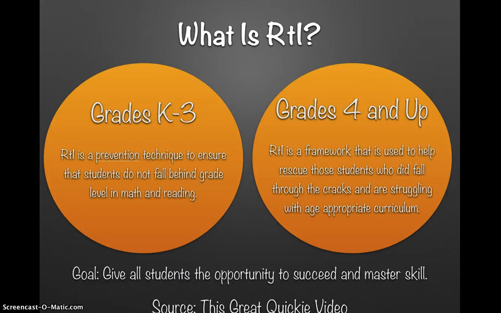Alright, I've broken it down into 2 separate groups because RtI can look a little bit different depending on what grade level you teach. If you are in K through 3, RtI is more like a preventative technique to ensure that students don't fall behind in grade level math or reading. That means that these students are getting their foundations at this age, and we need to make sure that they are getting exactly what they need when they need it. If we see a student struggling, we are going to make sure that we help them so they don't go on to the higher grades and continue to struggle. However, if that does so happen, we move on up to grades 4 and up, where RtI is a framework that is used to help rescue those students who did fall through the cracks.